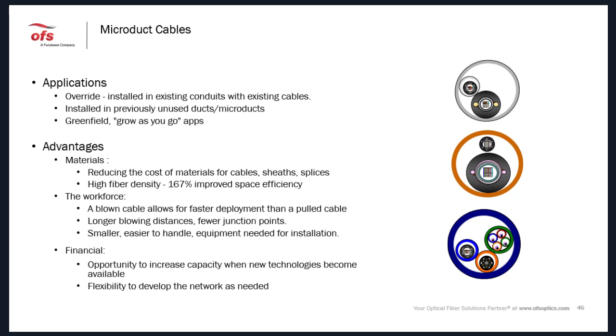We can use them in an overlay application. We can install them in an existing conduit with existing cables, or install them in previously unused microducts. Or if we are building a new project, we can put in different microducts and use a greenfield, grow-as-you-go application. For example, we can put in 3-way microducts, use only one microduct and blow a cable in it, and keep the others for the future.